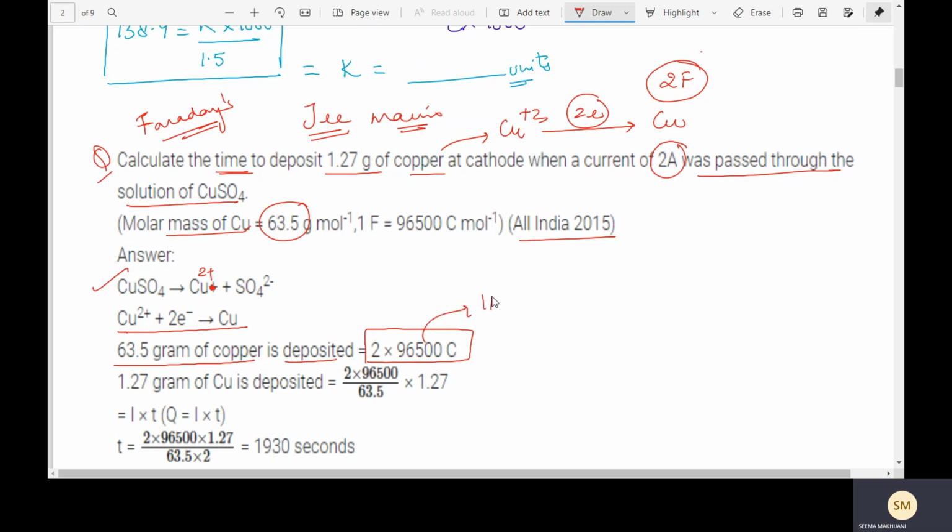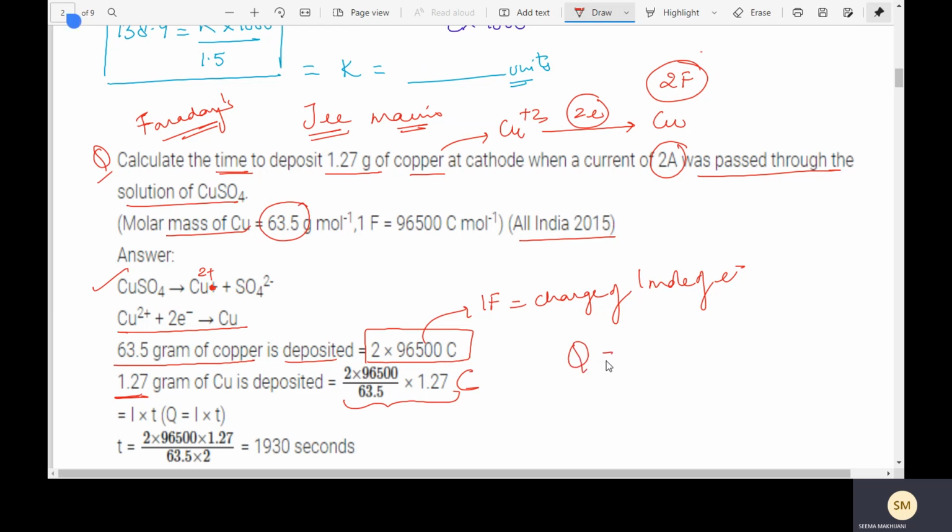This is 1 Faraday and it is equal to charge of 1 mole of electrons. So you require 2 Faradays. Now 63.5 grams के लिए you require 2 Faradays. तो 1.27 जो कि क्वेश्चन में दिया हुआ है ग्राम्स के लिए you will require these many Faradays, or this much is the charge that you will require. So this is your charge needed.